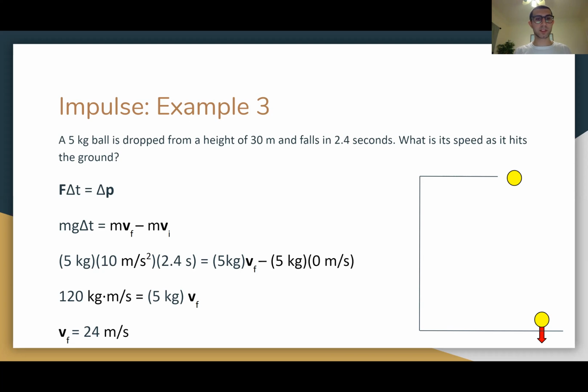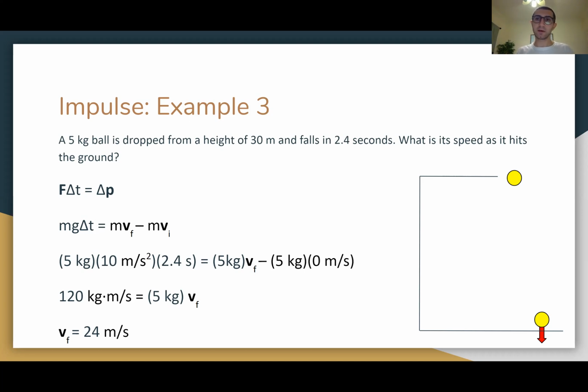Now, it's important to know that I gave you guys the height was 30 meters. That didn't matter in our case, right? It might have mattered if we were using kinematics, but now we're using impulse and momentum. It's also a lot easier than kinematics, right? We only have one formula as opposed to the 4 that we had before. So, it makes our lives a little bit easier too.